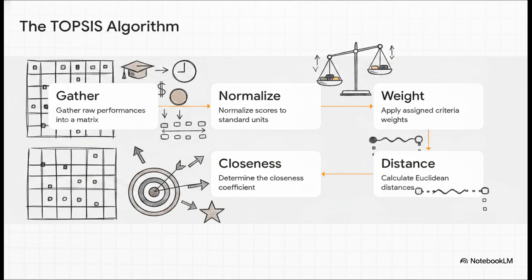Step 1, you gather your raw data in a matrix. Step 2, you normalize it. This just means converting all those different units, like dollars, years, and test scores, into a non-dimensional scale so they can actually be compared fairly, apples to apples. Third, you multiply those standardized scores by the weights you've assigned to each criterion. Fourth, you calculate those Euclidean distances we just talked about.